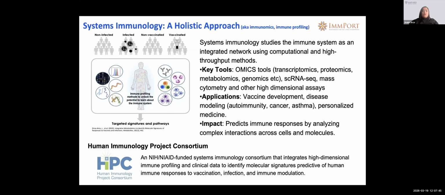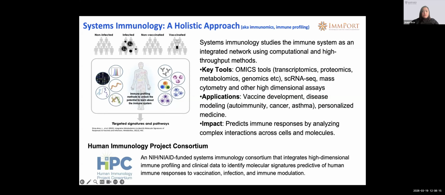Instead of looking at just one gene or one pathway at a time, we take a holistic view of the immune system. We integrate transcriptomics, proteomics, metabolomics, or some sort of omics that you probably have heard about, and other high-dimensional data. And the goal is to understand how these components interact as a network or as a whole, and ultimately to predict outcomes like what we're talking about today, which is vaccine responses, or even disease outcomes or modeling.